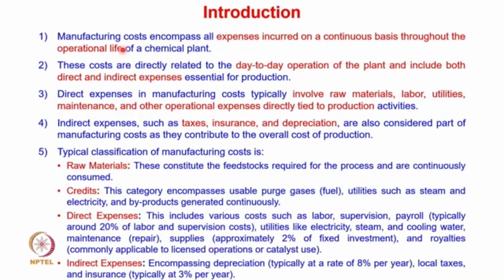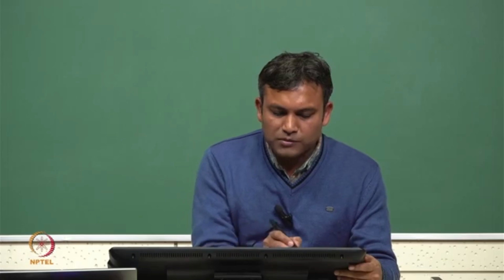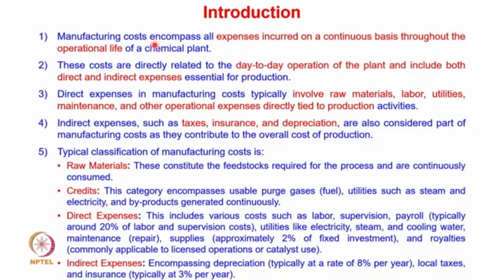Now let's look at the manufacturing cost. This basically includes the expenses incurred on a continuous basis throughout the operational life of the chemical plant. So now we are talking about the operational cost associated with the project. So far we were looking at the fixed cost or a capital cost associated with the project, and now we are looking at the operating cost. So this basically involves the manufacturing cost.